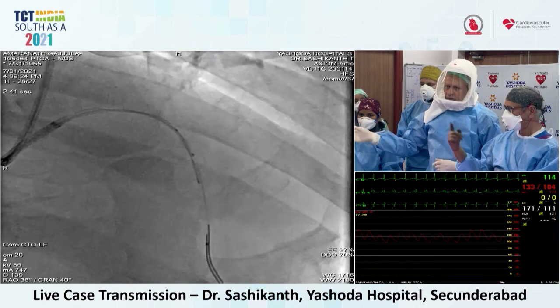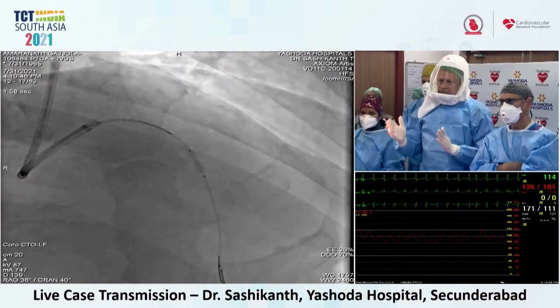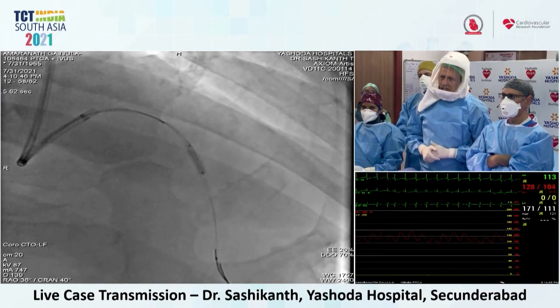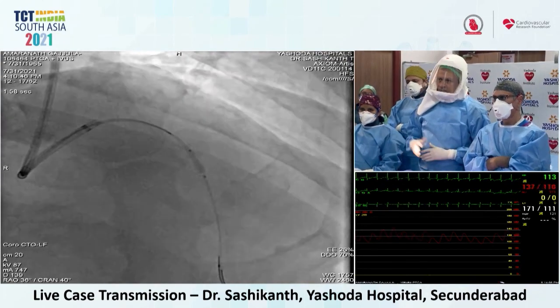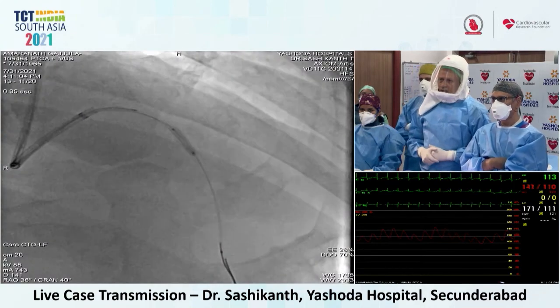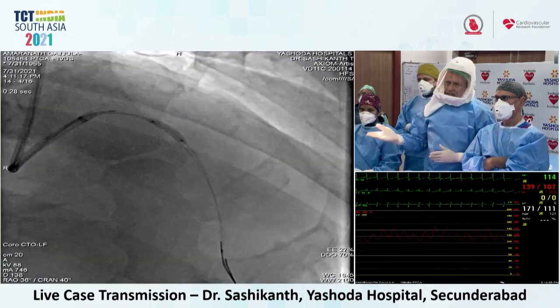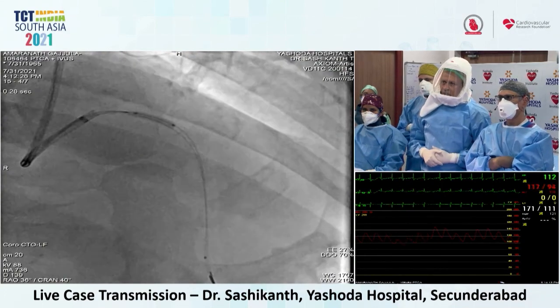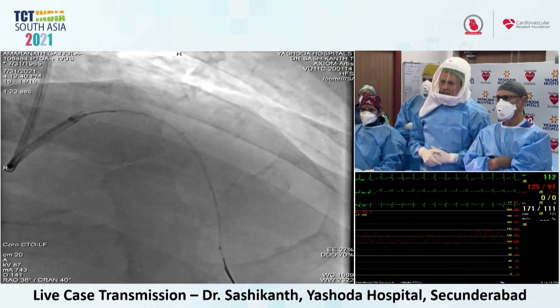Now that's the safe landing zone. We pulled the IVUS catheter back, marked the position of the balloon, gave an inflation there. So the entire length of the LAD, we did a pre-dilatation with a 3 into 12 millimeter balloon at graded inflations.